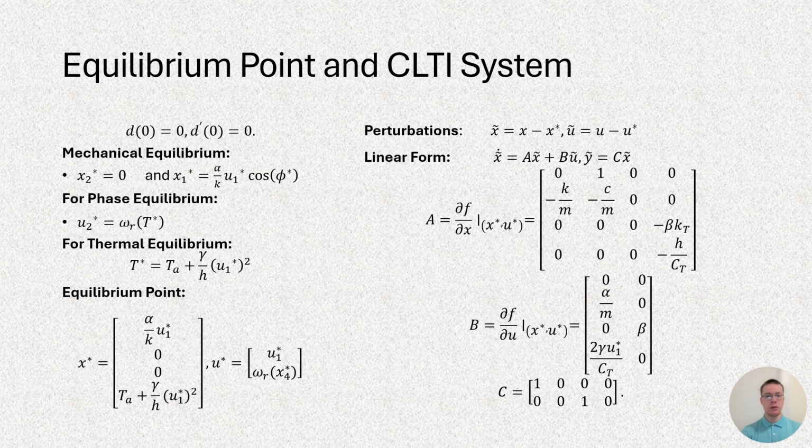Here you can see my equilibrium point and CLTI system. As I mentioned before, there were 3 coupled subsystems, and for each of these subsystems, the equilibrium point was found and then input into this vector form. One key thing to note is that I did take one further interesting point, setting this angle to 0, thus eliminating that trigonometric term. Here you can see the linear form with my state matrix, input matrix, and output matrix defined there.